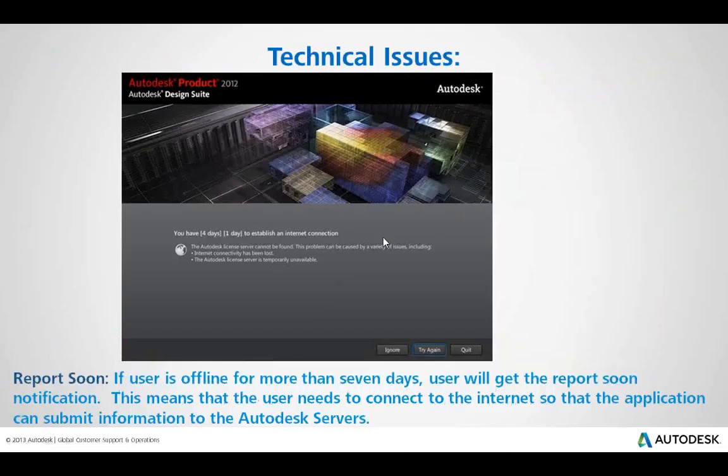Here's a report soon screen, as I previously mentioned. In this case, you have 4 days left. You have to establish that internet connection. Report soon: if a user is offline for more than 7 days, the user will get the report soon notification. This means that the user needs to connect to the internet so that the application can submit information to the Autodesk server.